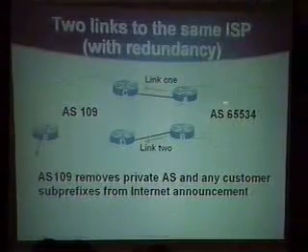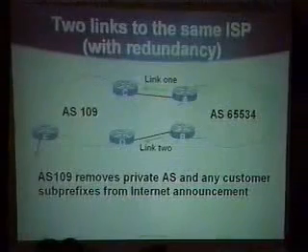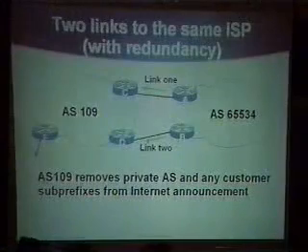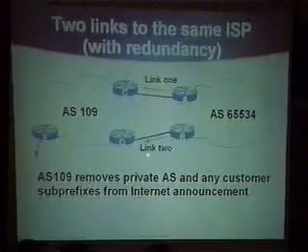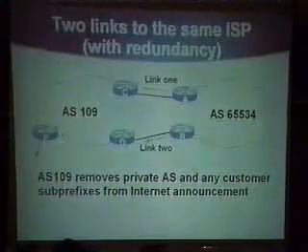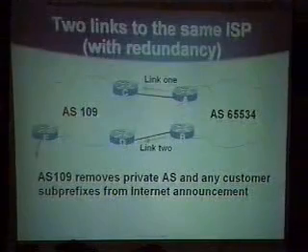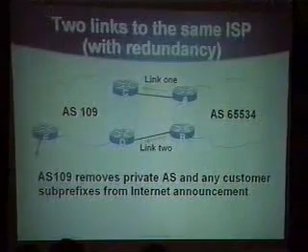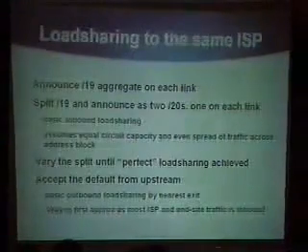65534 is the private AS. We've got this link between router A and router C. We've got a link between B and D. What we want to do is try and load share over these 2 links, but provide redundancy. So if this link breaks, we get backup over that one. Router E is the one that removes the private AS and any other customer sub-prefixes that may be announced to the internet. Okay, so what do we do?